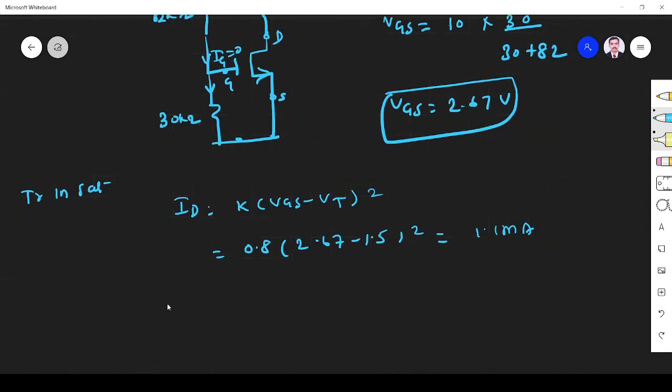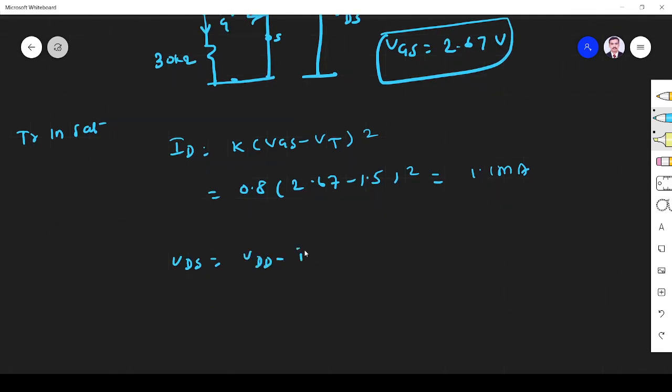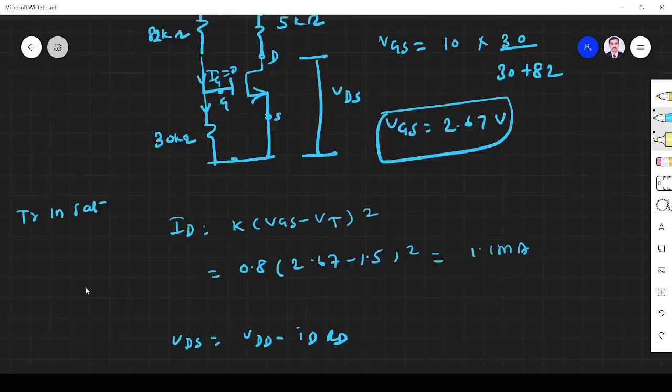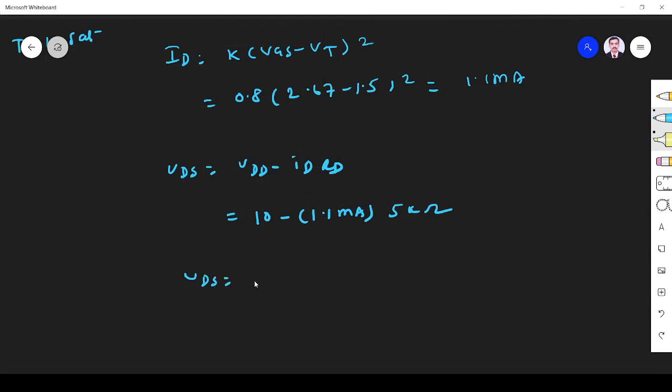Next I find VDS. What is VDS? The voltage between drain and source. So this is VDS: the total supply minus the drop across the drain resistor. So VDS is equal to VDD minus ID RD. Everything we know: VDD is 10 volt, ID is 1.1 milliamps, RD is 5 kilo ohm, as in the diagram. So I get VDS equal to 4.45 volt.